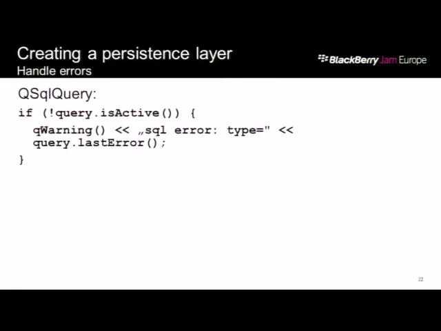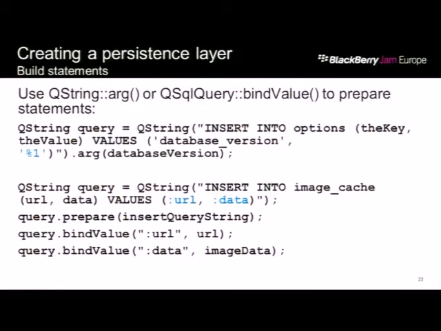To handle an error, you check if the query is active, and we usually just print out a warning to qWarning to see it in the console, and log it into the log file. To build a statement, you can either use QString with arguments, which is very convenient, or QSqlQuery with bind values to prepare it.